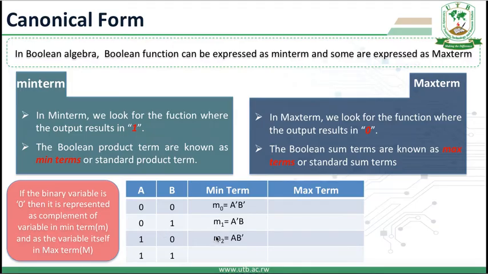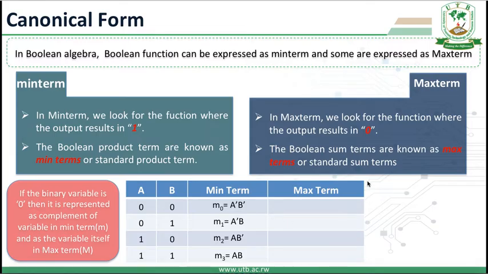Next, A is 1 and B is 0. So 1 is not 0, so we write the variable itself, A, and B is 0, so we write B prime, B complement. Next, both Boolean variables are 1, A is 1 and B is also 1. So for m3 we have A and B, AB we can say. So this is a min term. Min terms are also known as standard product terms.